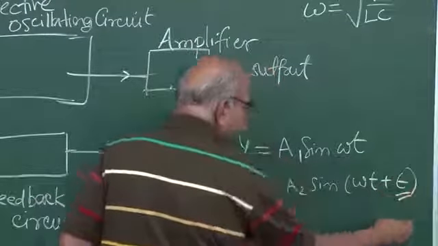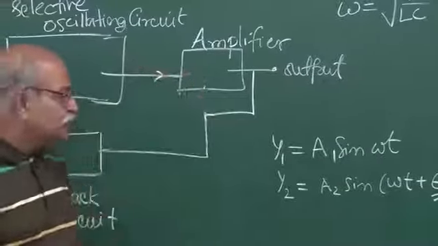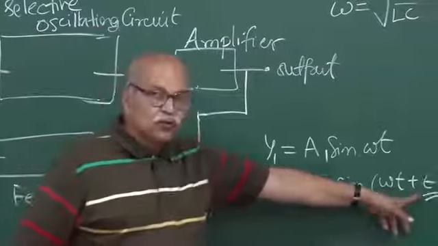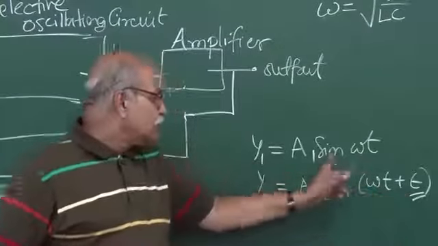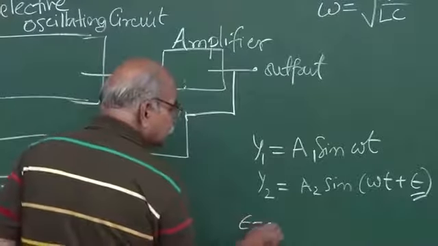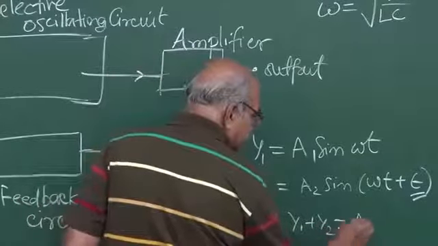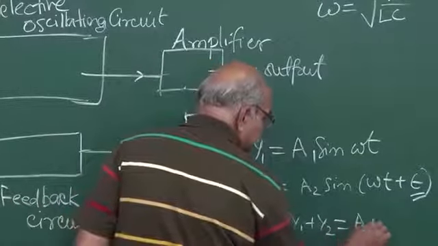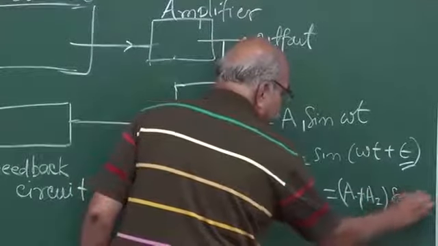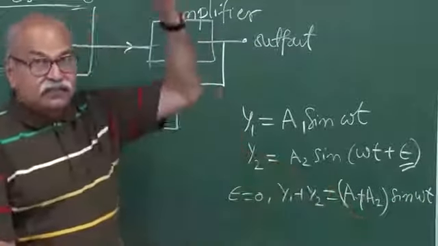So it's important that, if you want actual addition of amplitudes, actual addition of those oscillations, then epsilon should be 0 or 2 pi, so that it is just a1 plus a2. If this epsilon is 0, then your y1 plus y2 is just a1 plus a2 times sine omega t. So amplitudes are added, signal has enhanced.